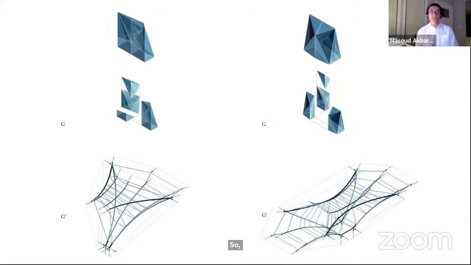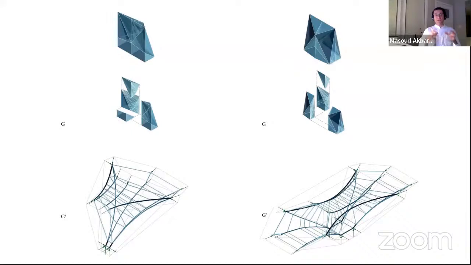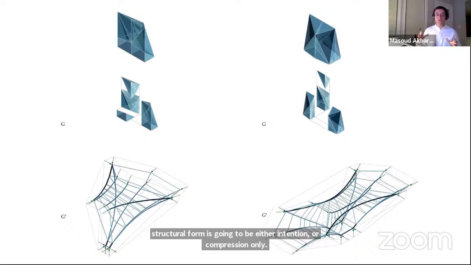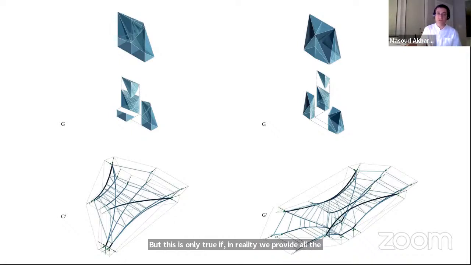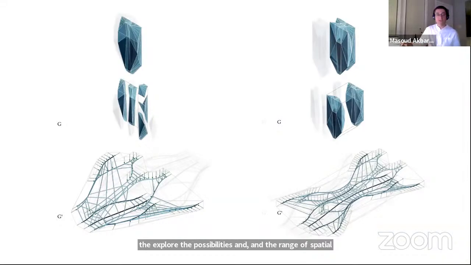In the design studios that I'm teaching at Penn, this is again a primary approach of design. So students start with a force distribution to explore a variety of geometric possibilities that we can have using the methods of 3D graphic statics. Obviously, as you realize, all these designs are based on the idea that the eventual structural form is going to be either in tension or compression only. But this is only true if in reality we provide all the boundary conditions and the applied loads used for the design. So the studio is based on the idea that we explore the possibilities and the range of spatial geometries that can be used for design.